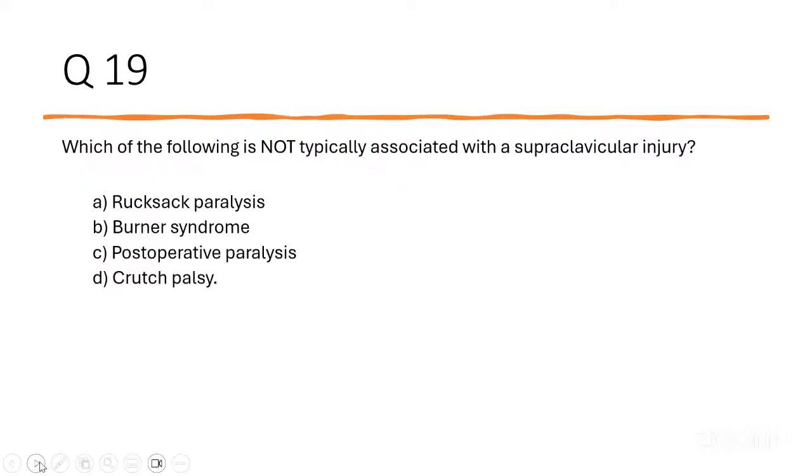Last question. Which of the following is not typically associated with a supraclavicular injury? Rucksack, Burner syndrome, postoperative paralysis, and crutch palsy. D is correct. Crutch palsy is because of the lower trunk. Burner syndrome is seen in basketball players, and postoperative paralysis and rucksack palsy, these are all upper trunk brachial plexus.